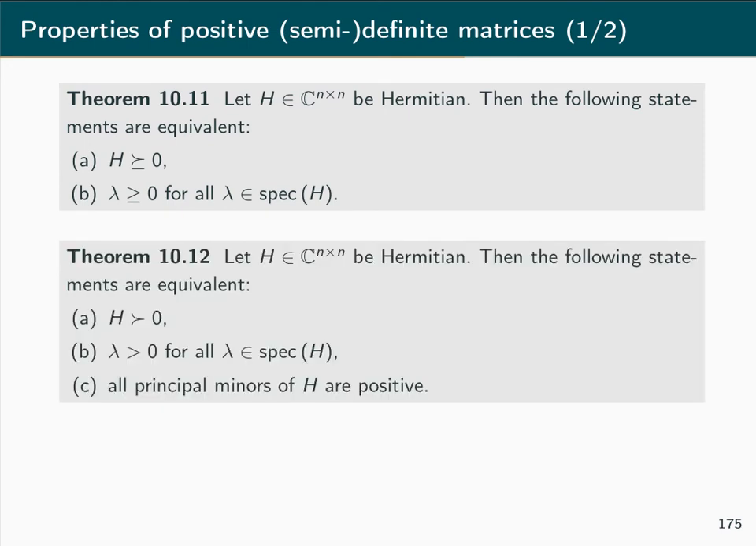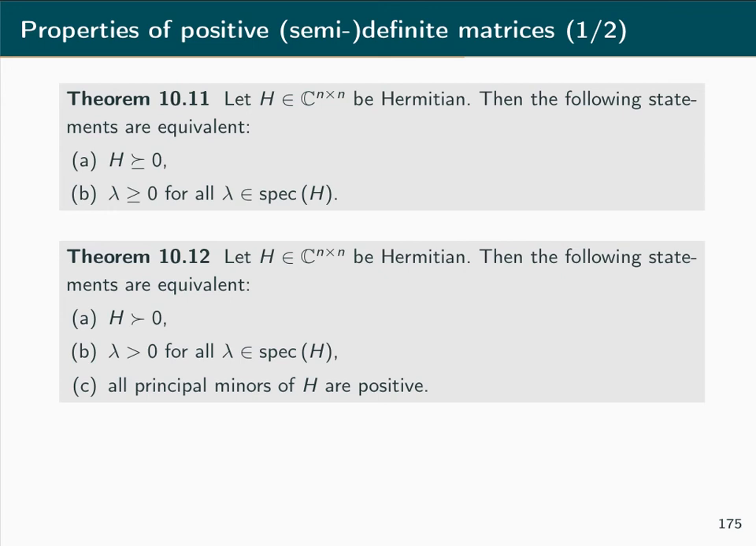And similarly, Theorem 10.12 provides alternative characterizations for positive definite matrices. In fact, let H be a Hermitian matrix, then the following statements are equivalent. A, H is positive definite. B, all eigenvalues of H are positive. And C, all principal minors of H are positive.